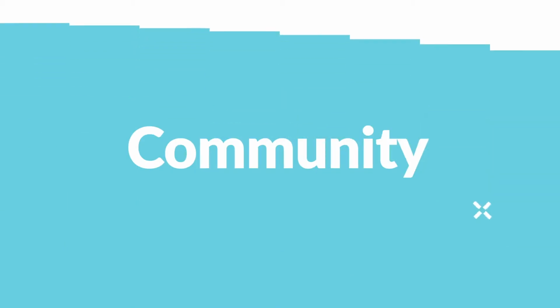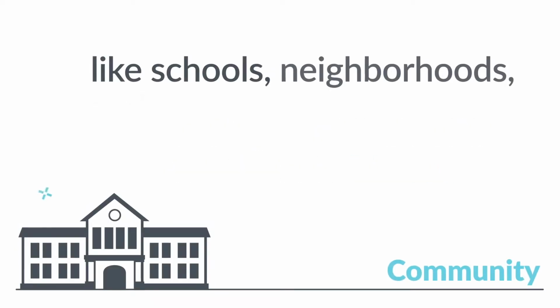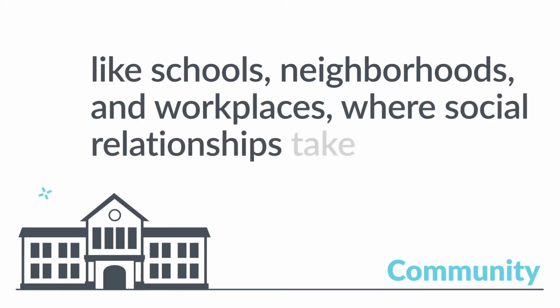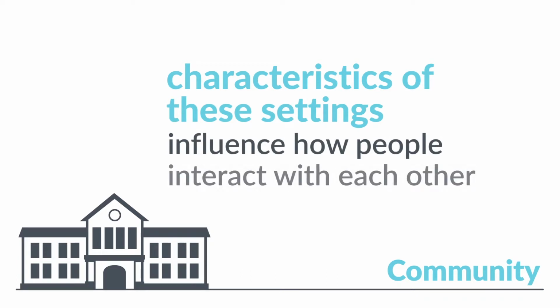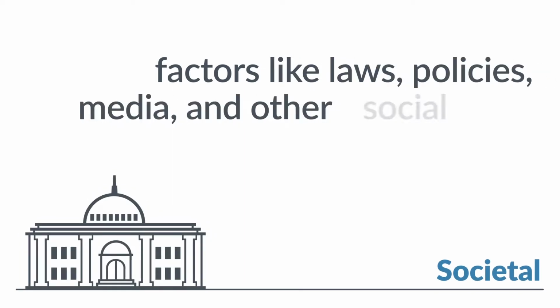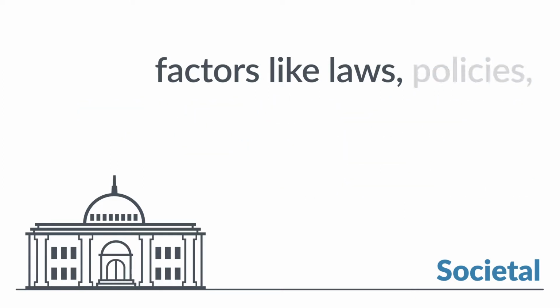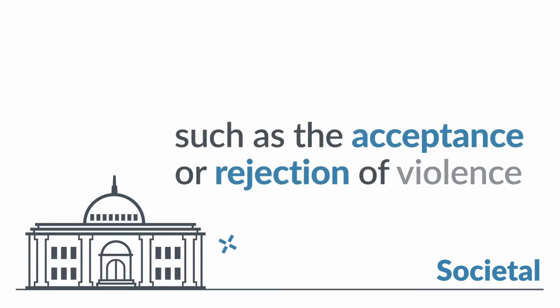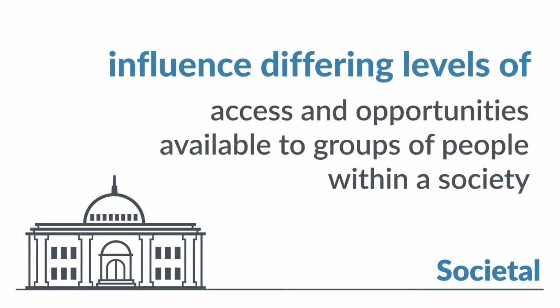The community level includes settings or institutions outside the home, like schools, neighborhoods, and workplaces, where social relationships take place. The characteristics of these settings influence how people interact with each other. The societal level includes factors like laws, policies, media, and other social forces that influence shared values and social norms, such as the acceptance or rejection of violence. These societal level factors also influence differing levels of access and opportunities available to groups of people within a society.